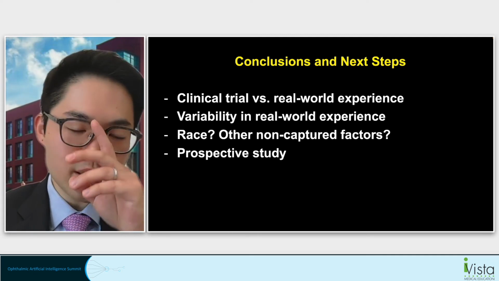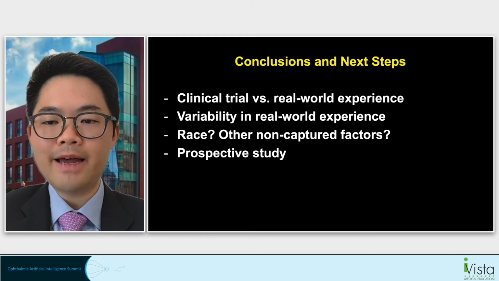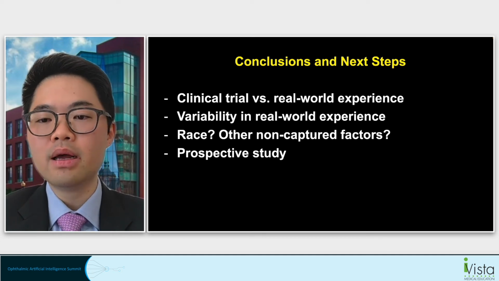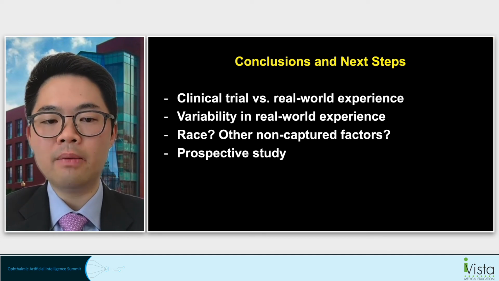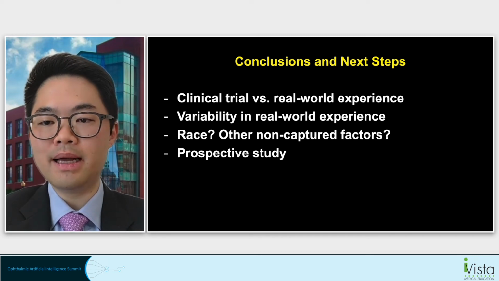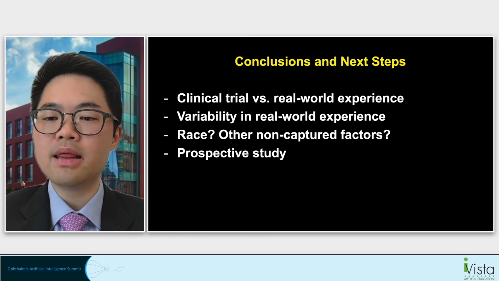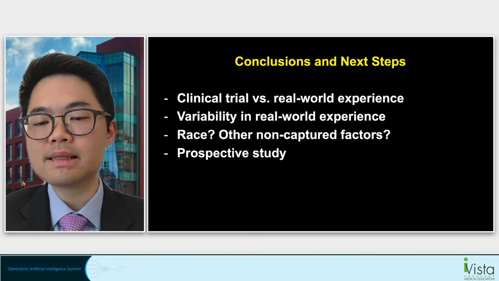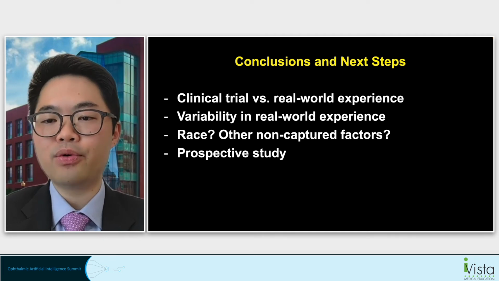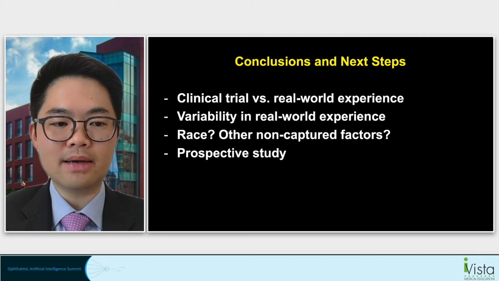So as a conclusion, in our real-world deployment of AI-assisted diabetic retinopathy screening, we found a significant difference in the diagnostic rate without dilation between what was found in a clinical trial and in our experience. When we looked at real-world deployment specifically, there is also variability, considering that in Poland, that study used the same system. They had a 78% diagnostic rate without dilation versus 49% in our study.